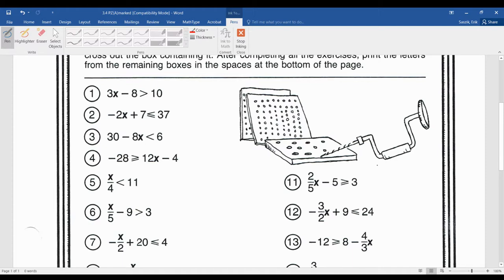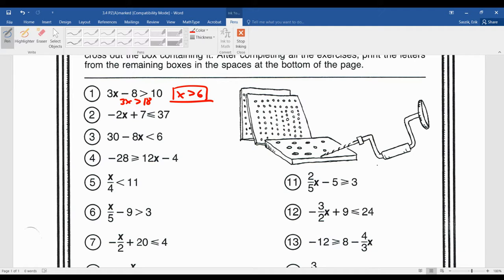So this one's pretty straightforward. I'm just going to move the 8 over, and that becomes 18. And when I divide by 3, I get x is greater than 6. Now, we're not doing any graphing here. We're just solving, and after we solve, we're going to cross off the box at the bottom that contains this. Okay, and then once we're done and we've crossed off 16 boxes, there will actually be a bunch of boxes that will not have been crossed off, and those are the letters that are going to fill in the bottom.